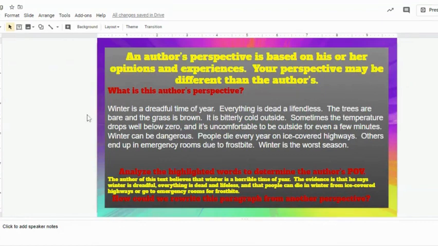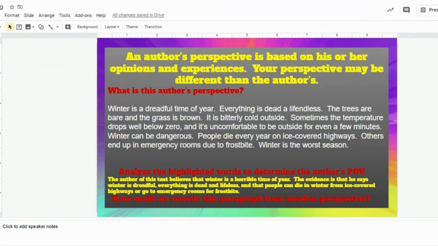An author's perspective is based on his or her opinions and experiences. So an author, when they're writing something, they're going to oftentimes have a little bias. They're going to share their opinions with you, and that is based on their personal experiences. Your perspective on that topic could be entirely different than the author's perspective.